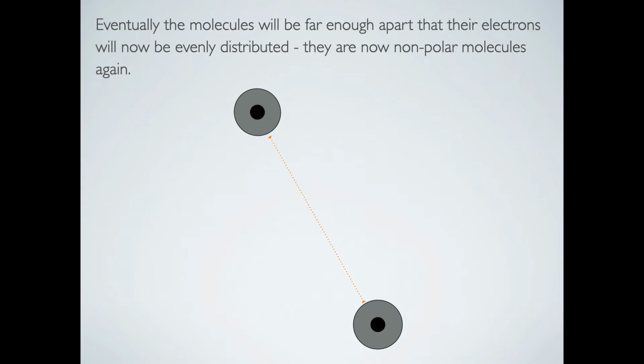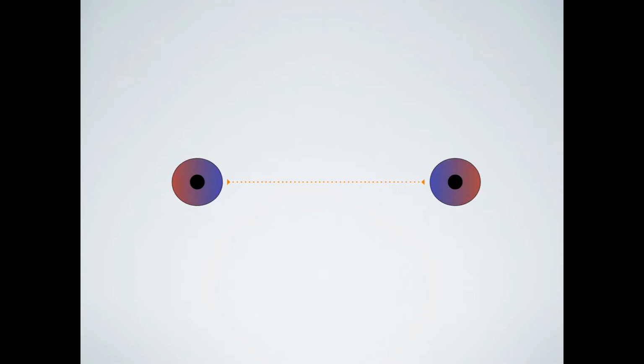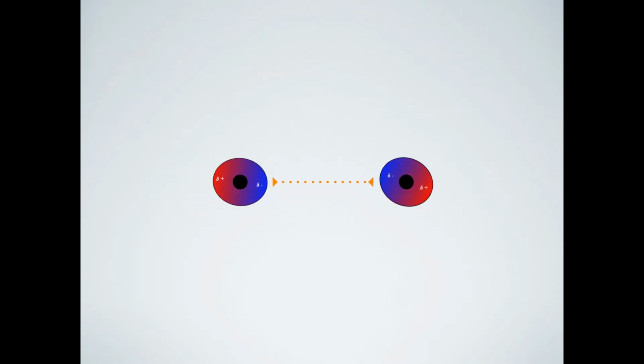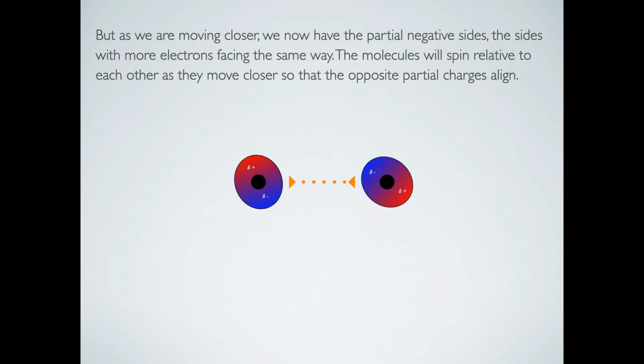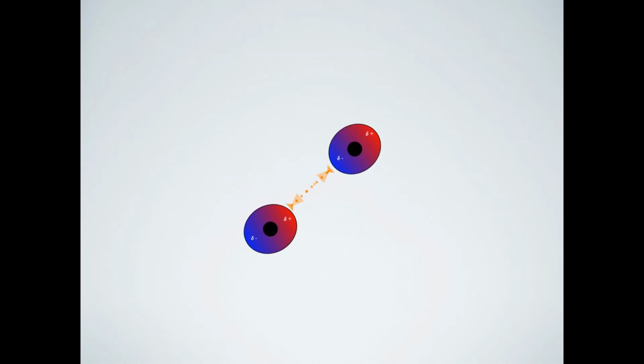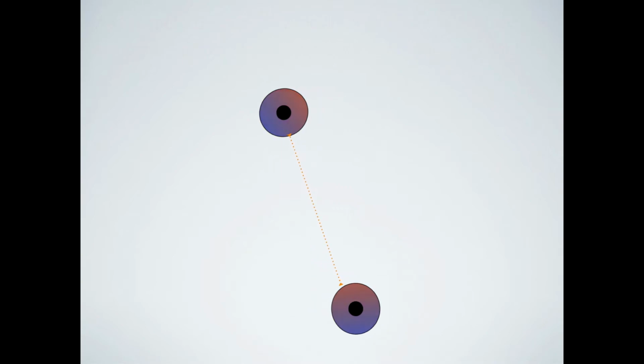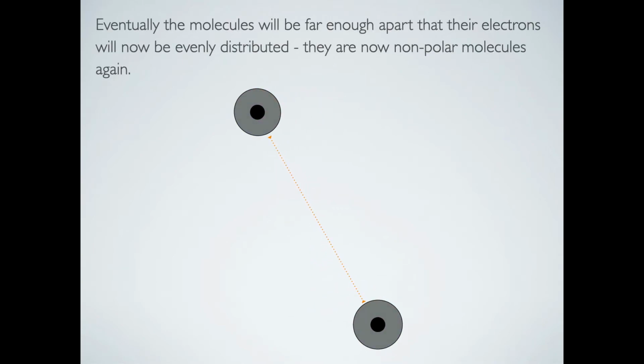So it's a very, very short uneven distribution of electrons when they're close to each other. A very, very small dipole-dipole attraction that's very temporary. So it's the weakest force between the two. Want me to go through it again quickly? They come in. Electrons are unevenly distributed, but they self-align, so they're opposites, and then they move away. That very small force becomes even smaller and smaller until they're back to nonpolar molecules again.